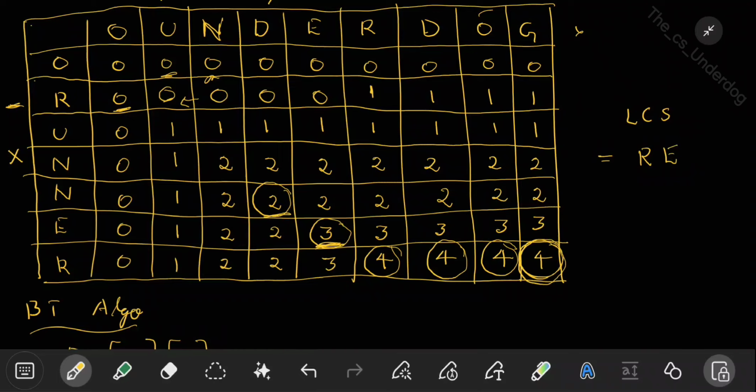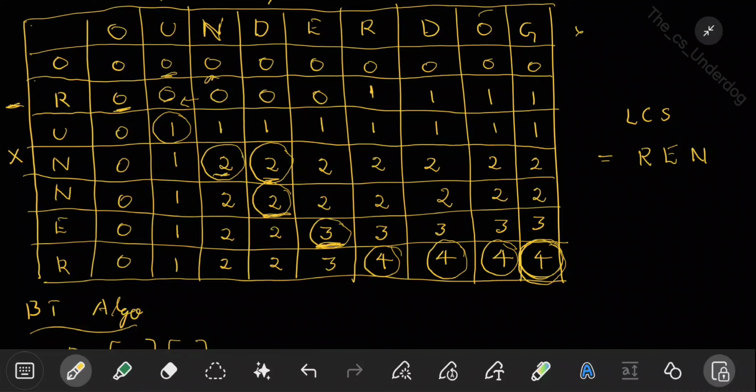Again, N and D do not match. What do? You will choose whichever is larger among the left block and the top block. Here both are same, so let us say I am moving to the top block. Here D and N do not match. What do? Again I choose the larger one, which is 2. This time N and N is a match. So I'll add N in the LCS and what do? I'll move to the diagonal element.